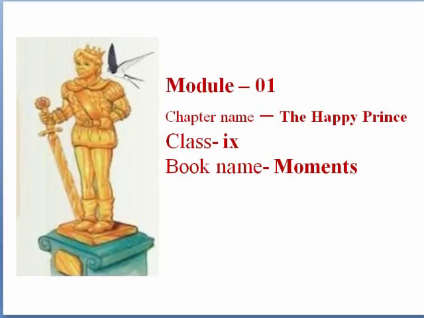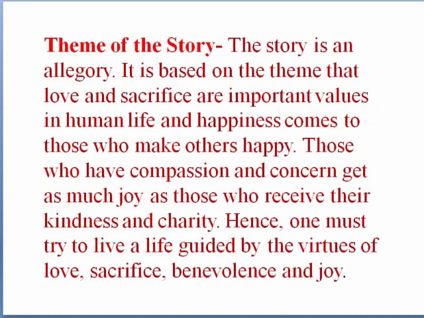My dear students, in this session today we will study the chapter The Happy Prince that is taken from your book Movements. First of all, we should have a look over the theme of the chapter. The story is an allegory. Dear students, allegory is a story, play, or picture in which each character or event is a symbol representing an idea or a quality such as truth, evil, death, etc.